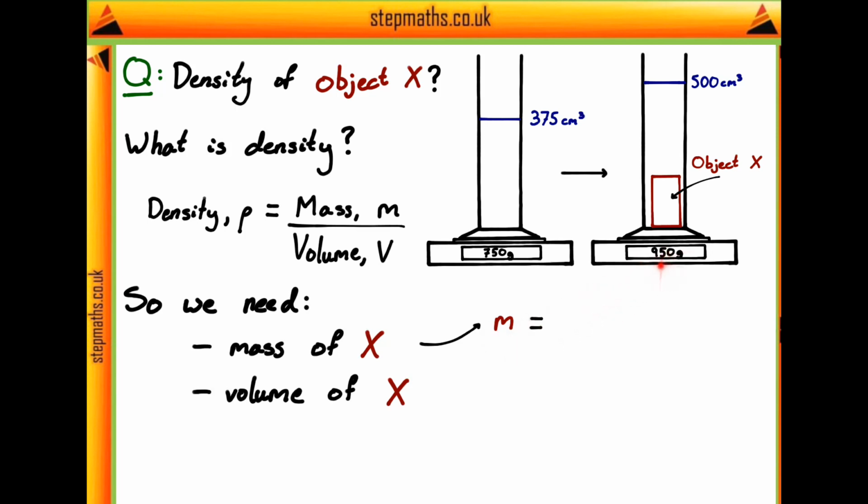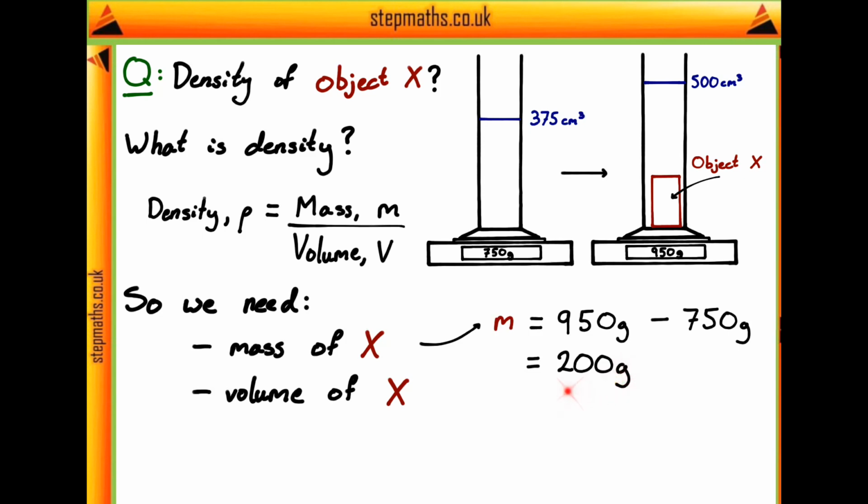If we consider our diagram, we know that we've got exactly the same situation in both of these cases, except in this case we have object X here. So the mass has increased from 750 grams to 950 grams. Therefore, the mass of object X is going to be this difference, 950 grams take away 750 grams, telling us that the mass of object X was just 200 grams.